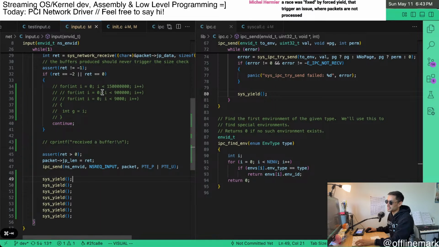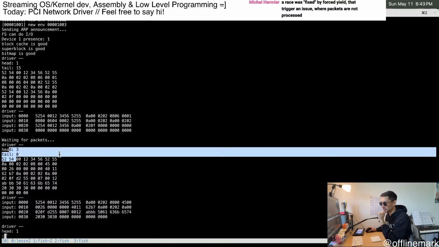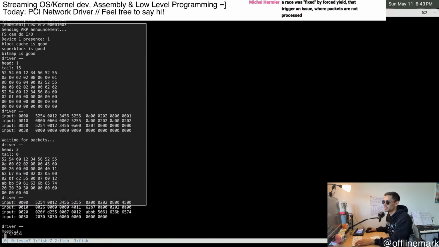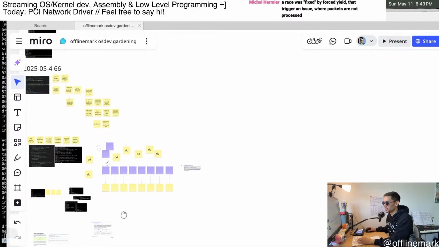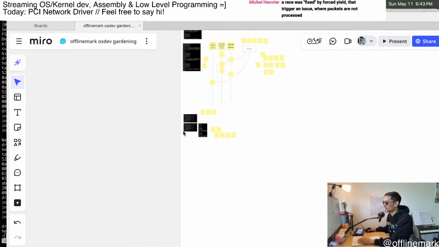But it's interesting that commenting this out actually did change something. I'll just take a screenshot of this. So let's pay close attention to these head and tail pointers.